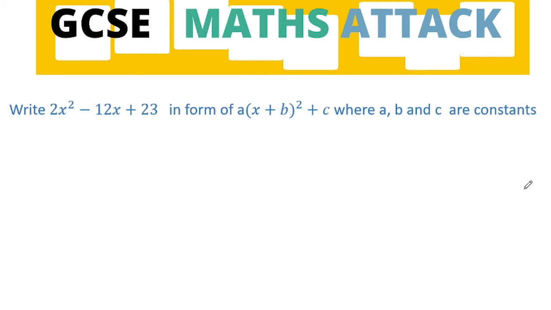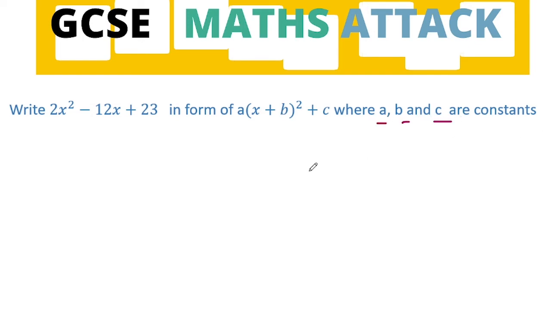So guys, pause the video and have a go at this question. Write down 2x squared minus 12x plus 23 in the form a(x plus b) squared plus c, where a, b and c are constants.